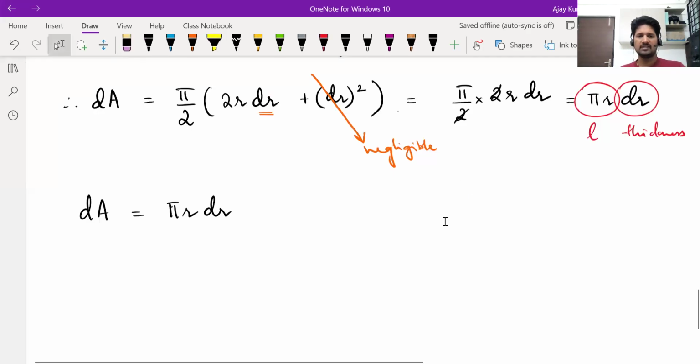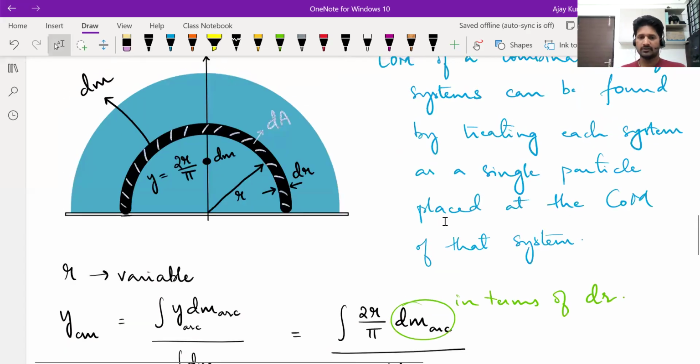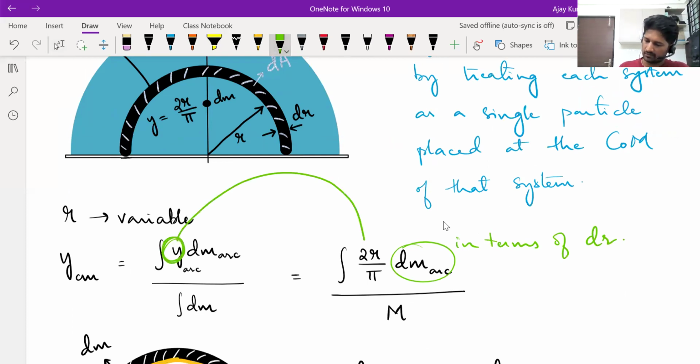Now, why did we want to express dA in terms of dr? Because our aim was to derive the position of center of mass, integral y dm divided by integral dm. The element that we took is in the shape of a semicircle. So first we wrote an expression for y coordinate of that semicircle, which is 2r by pi, its center of mass. We are replacing the entire semicircle with a single point placed at its center of mass. But now the integral becomes 2r by pi dm. You can't integrate r with respect to m. So we are trying to express dm in terms of dr.